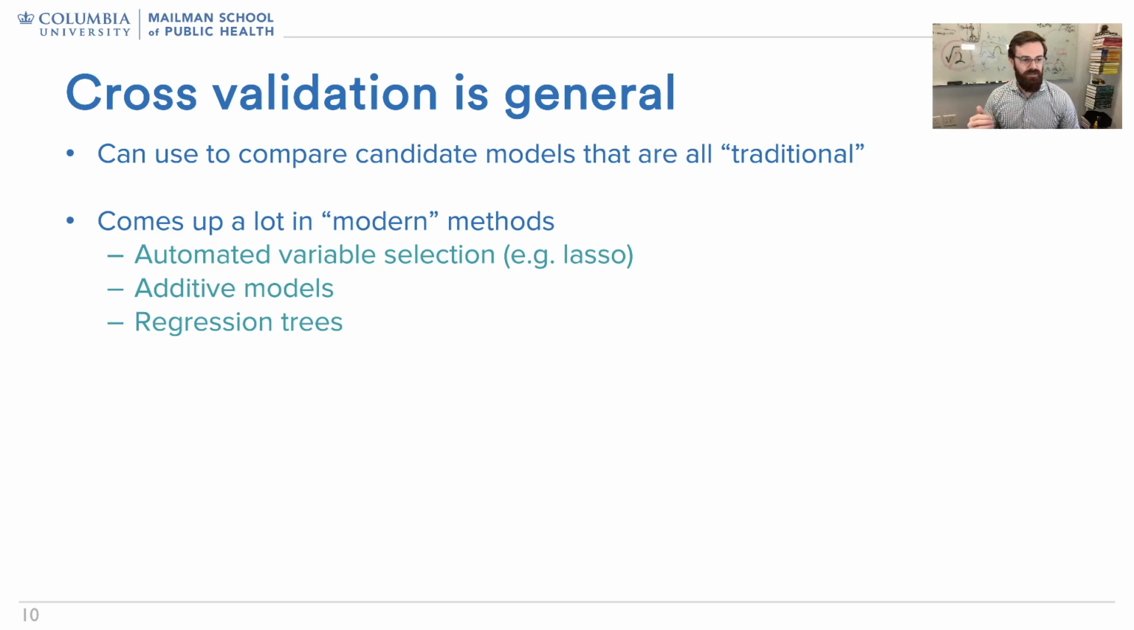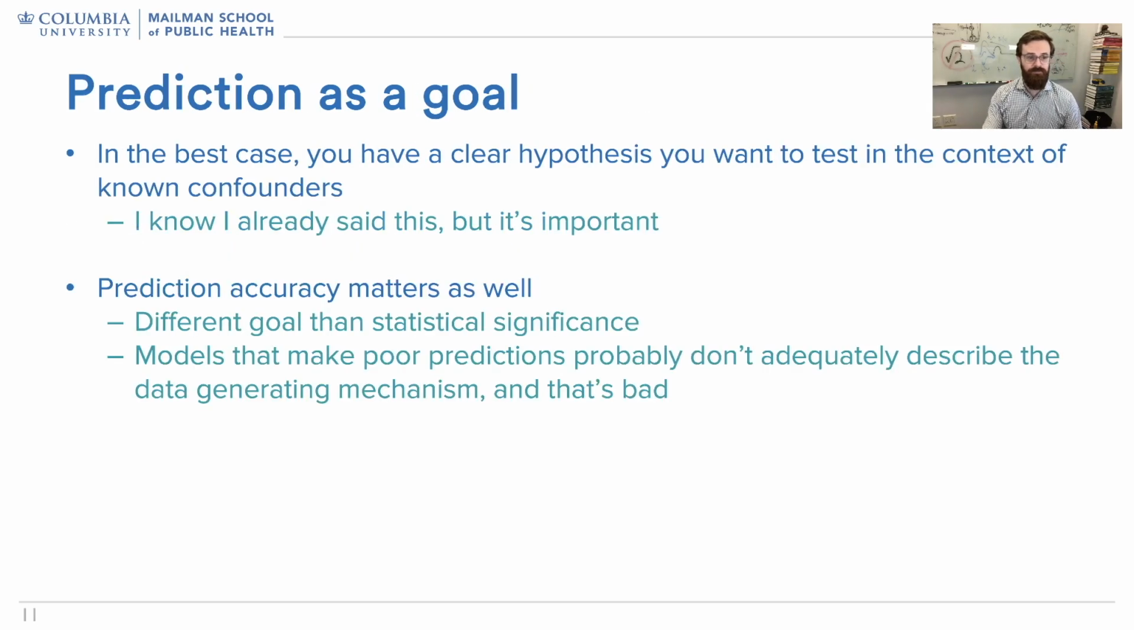What I mean by that is in automated variable selection and in additive models and in regression trees and in a variety of other things, there are these things floating around called tuning parameters. And you have to pick a tuning parameter that works for lasso. The process of choosing that tuning parameter often boils down to saying, let's try a bunch of different values of a tuning parameter and then pick the one that works best in terms of cross-validation prediction error. When I say cross-validation comes up a lot, that's really what I mean.